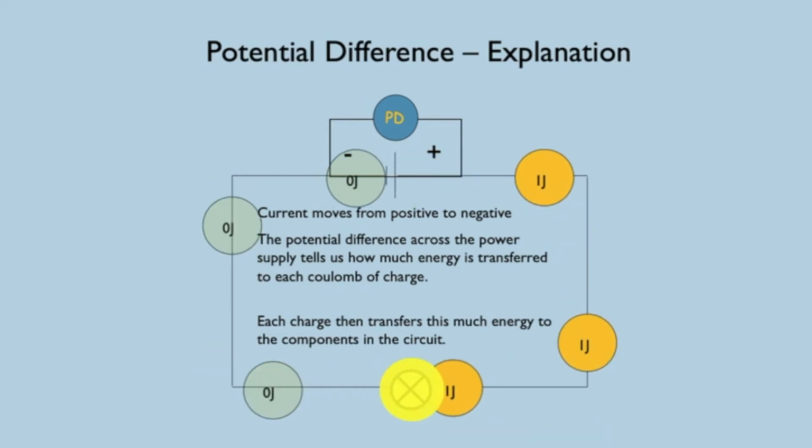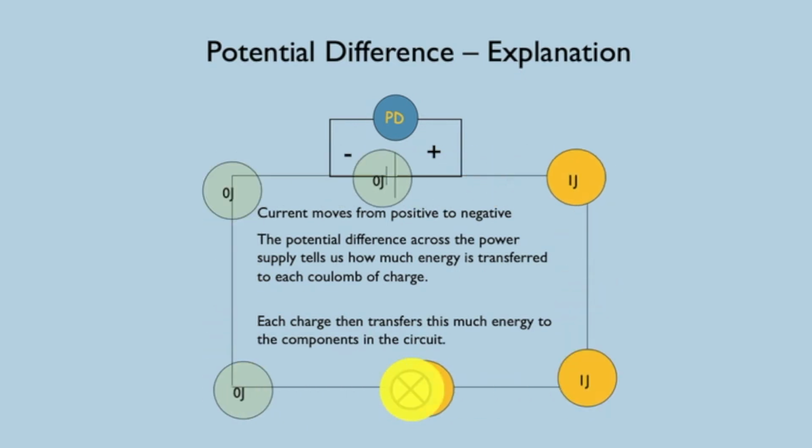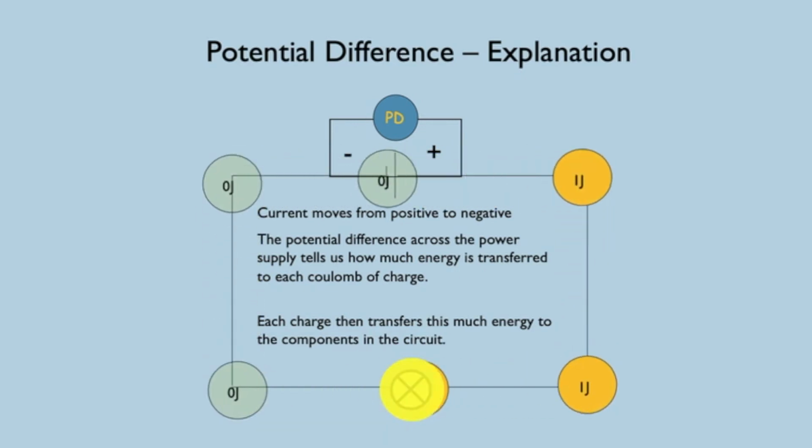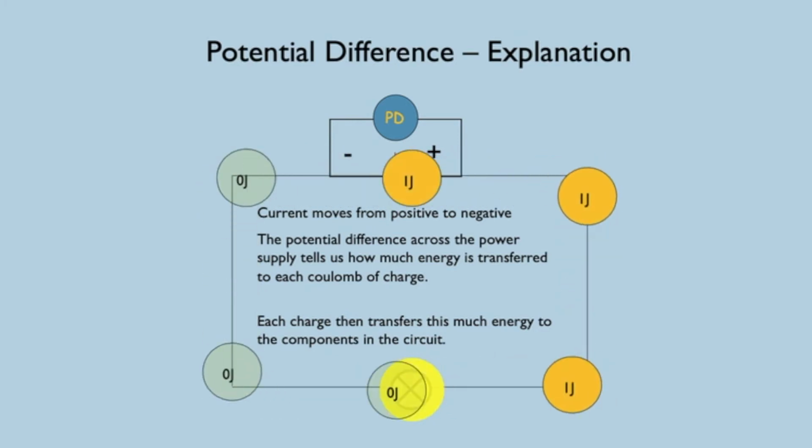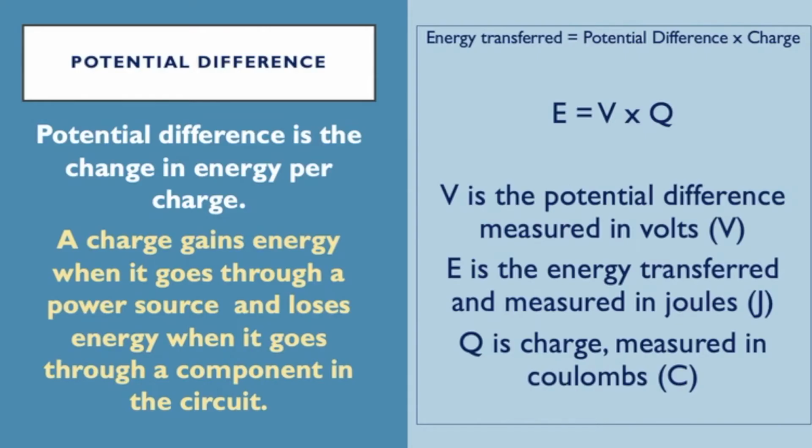So current moves from positive to negative. The potential difference across the power supply tells us how much energy is transferred to each coulomb of charge. Each charge then transfers this much energy to the components in the circuit. So potential difference, the definition, is the change in energy per charge. A charge gains energy when it goes through a power source and loses energy when it goes through a component in the circuit. So we can write this down like this.